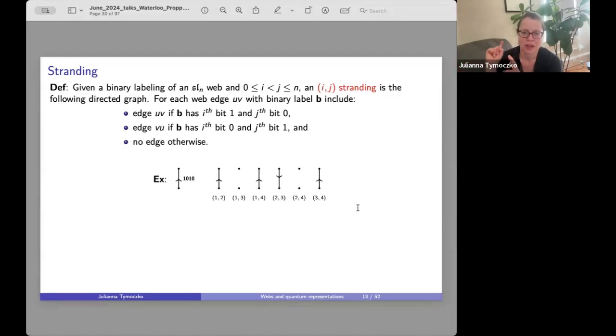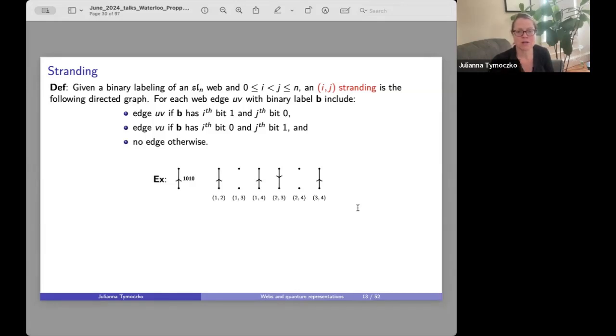Now let's talk about strandings and change this convention. Given a binary labeling, an ij stranding is constructing the following kind of directed graph. For each edge in the web graph and binary label on that edge, I'm going to direct the edge u to v if the ith bit is 1 and the jth bit is 0, or direct it the opposite direction if the ith bit is 0 and the jth bit is 1. And I'm not going to include any edge where either both bits are 0 or both bits are 1.